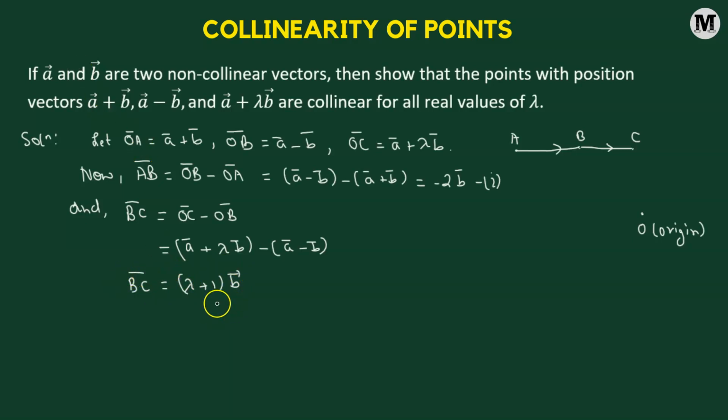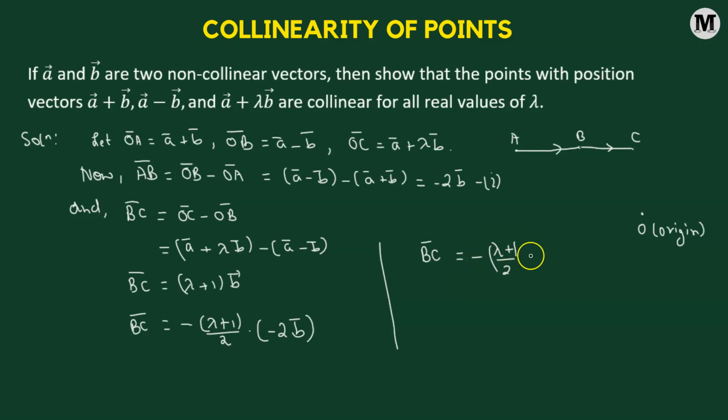Fine. Now what we can do, we can rewrite the right hand side. We will multiply by negative 1 and divide by 2. So this is an extra term that we have multiplied and divided, so we're going to multiply with negative 2 as well. So we have negative 2 vector b. Now this has been done so that we can replace this negative 2 vector b with vector AB, which means that vector BC is negative of lambda plus 1 over 2, multiplied by vector AB.